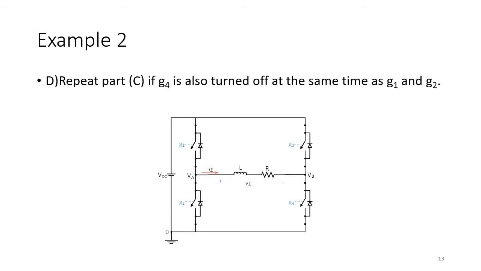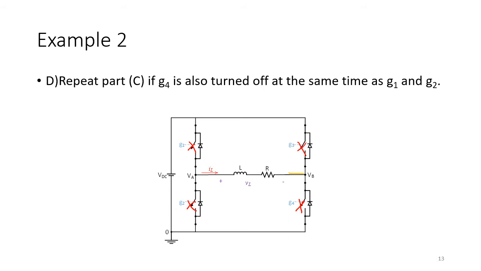This time we also turn off the G4. So what does it mean? G3 was off before, we turned off G1, turned off G2, and this time we turned off G4 too. So the current, again very similar to the last part, is 400 ampere and cannot change abruptly. It needs to find some path.